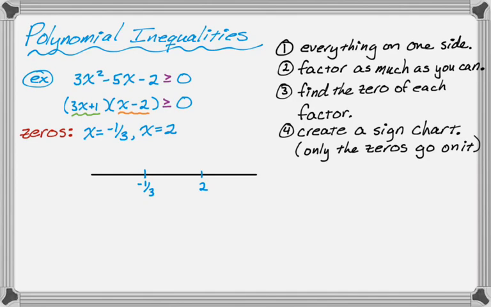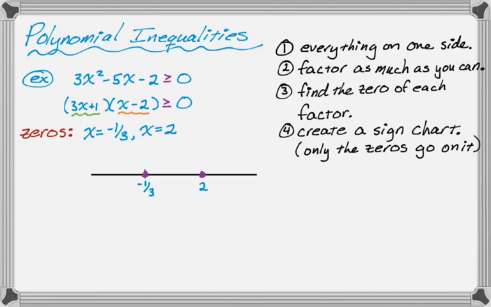And now we want to figure out, should we include negative 1/3? Should we not include negative 1/3? If you look at the sign in the inequality, it's greater than or equal to, which means that negative 1/3 definitely works because it makes this thing 0, and 2 also works because 2 makes it 0. So we want to include those at the end, so we're going to put solid dots.